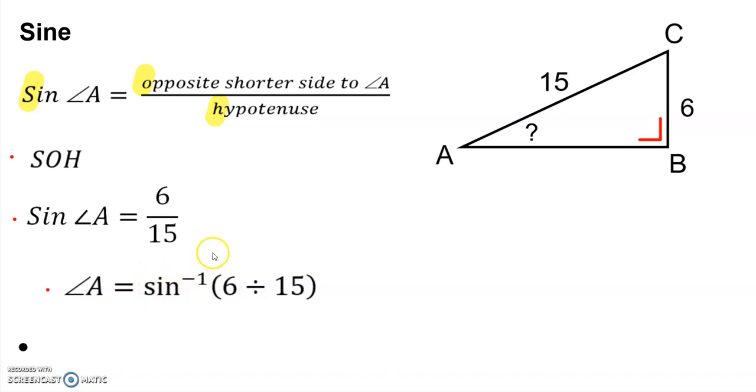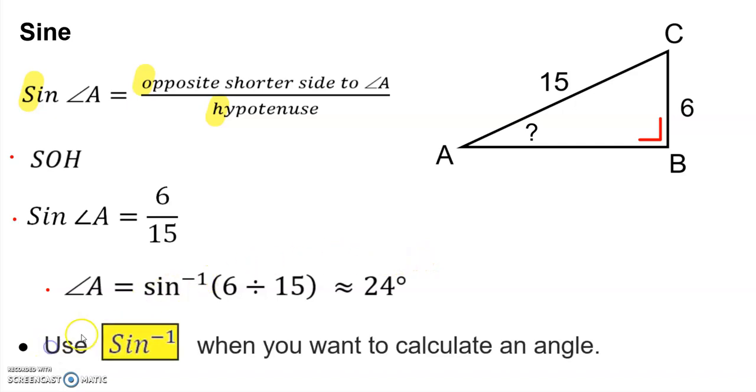Again, use your shift button. So try this, and we are calculating an angle, and we have to round it to a whole amount of degrees. So round it to a whole number. Then you should find angle A is approximately 24 degrees. Remember, use sine to the power of -1 when you want to calculate an angle. This is only for an angle. So this is the second trigonometric ratio you're learning. We've seen the tangent and now the sine.